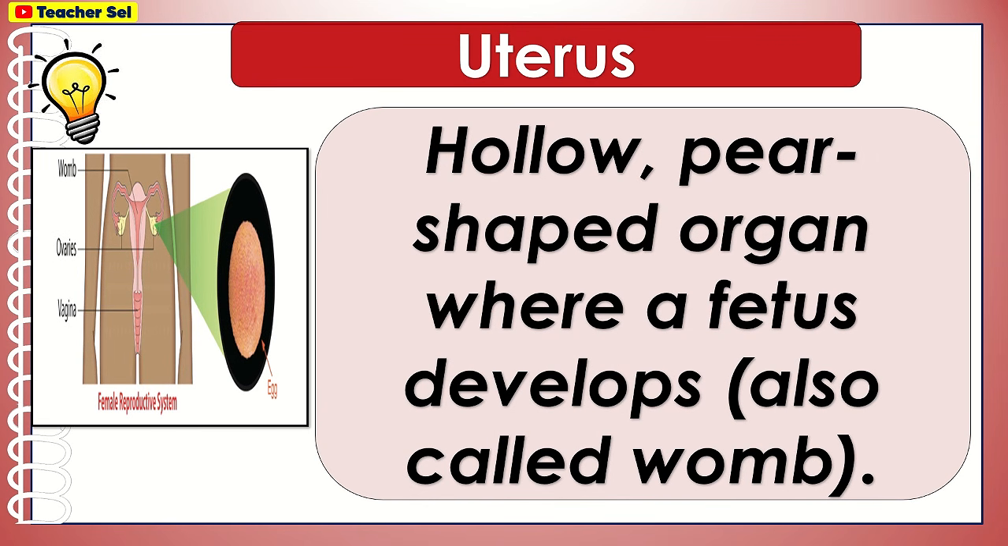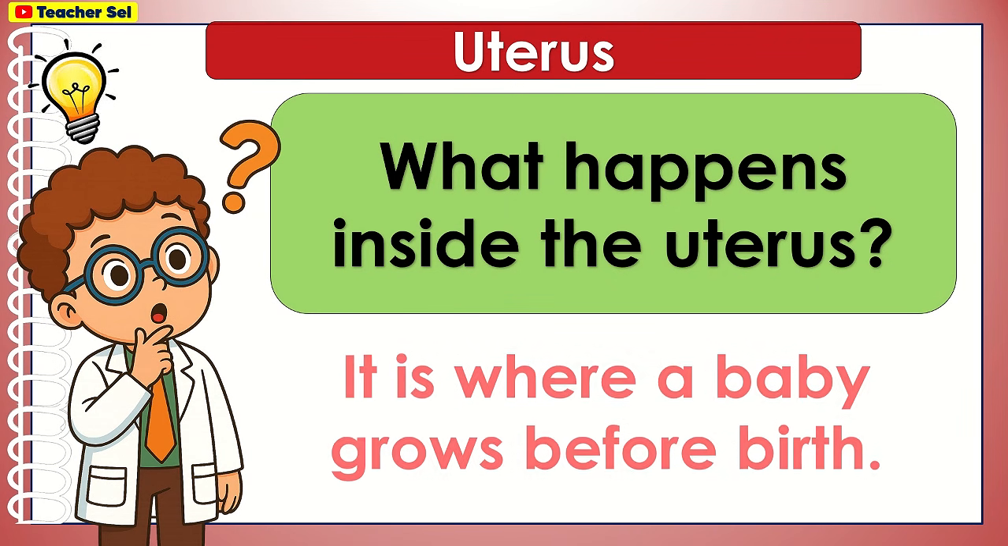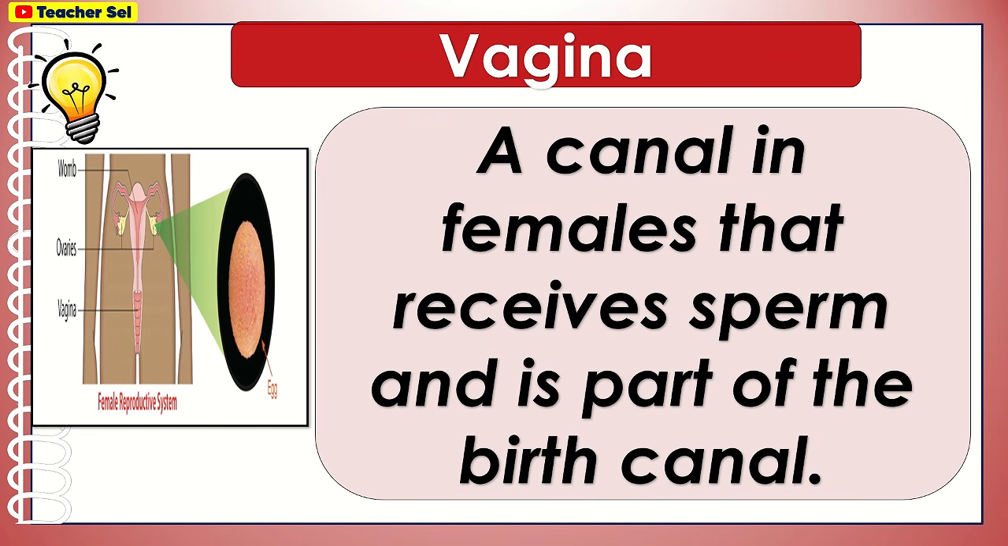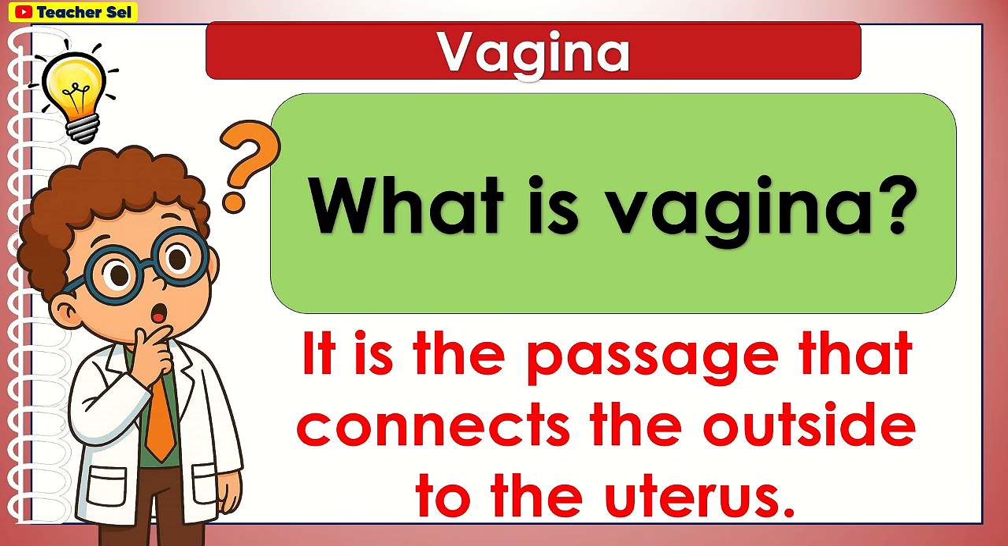Uterus, hollow, pear-shaped organ where a fetus develops, also called womb. What happens inside the uterus? It is where a baby grows before birth. Vagina, a canal in females that receives sperm and is part of the birth canal. What is vagina? It is the passage that connects the outside to the uterus.